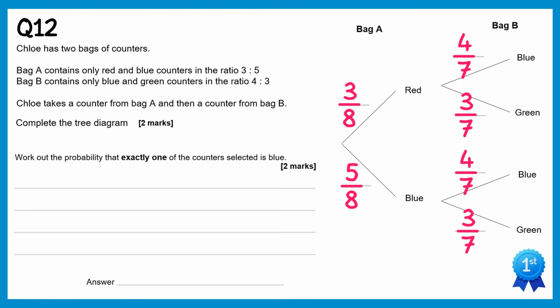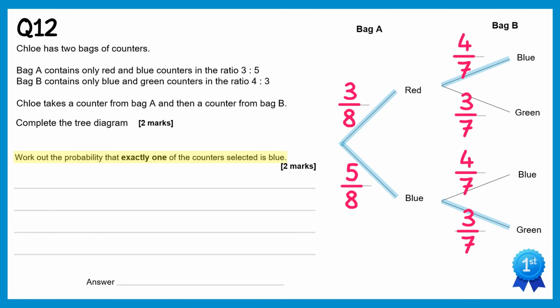Now we need to use this diagram to work out the probability that exactly one of the counters is blue. So we need to look for all of the routes where one of the counters is blue. So we could get a red on the first bag, and then a blue on the second bag. That has 1 blue. Or we could also do a blue on the first bag, followed by a green on the second bag. So these are the only routes that work. You couldn't have blue followed by blue because then there isn't exactly one counter.